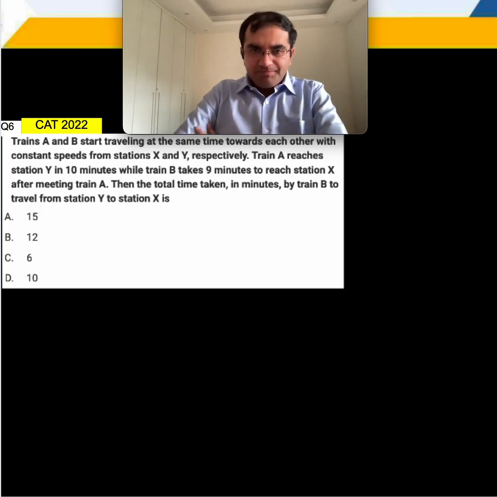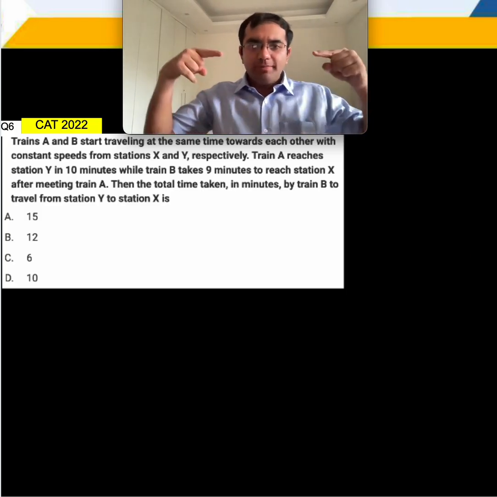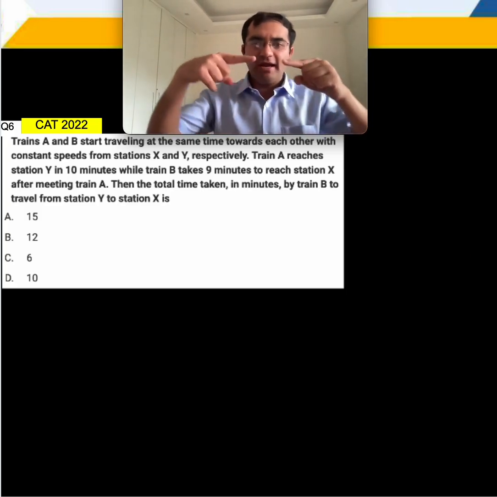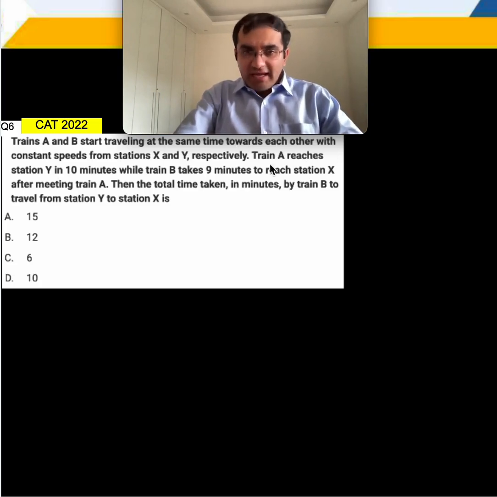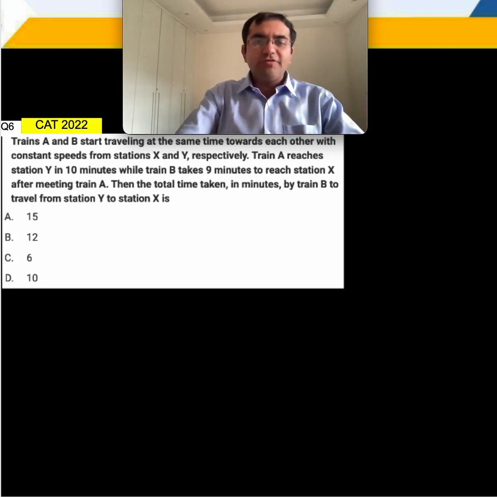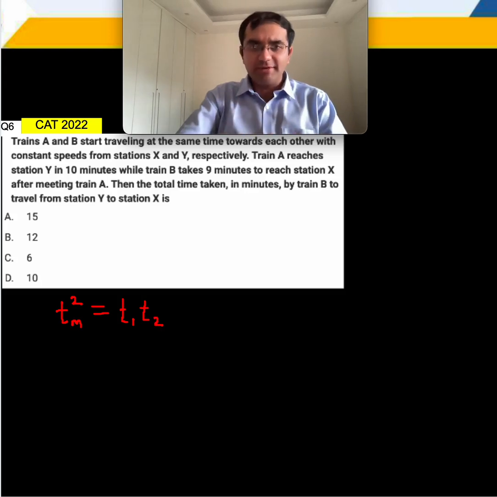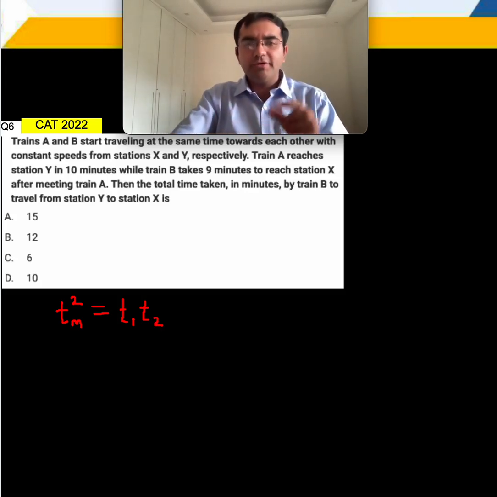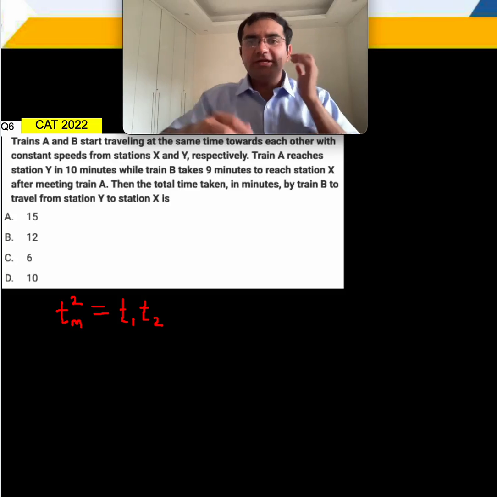A question from time speed distance, which is a fixed question type. When two people are moving towards each other, they meet and then they reach their respective destinations, right? So you have two trains A and B traveling towards each other from X and Y. Train A reaches Y in 10 minutes while B takes 9 minutes to reach station X after the meeting. So the formula to be used is Tm square equal to T1 T2. I hope you are familiar with this application. I cannot cover this individually over here. Tm is time of meeting. T1 and T2 is the time taken by the trains after meeting.